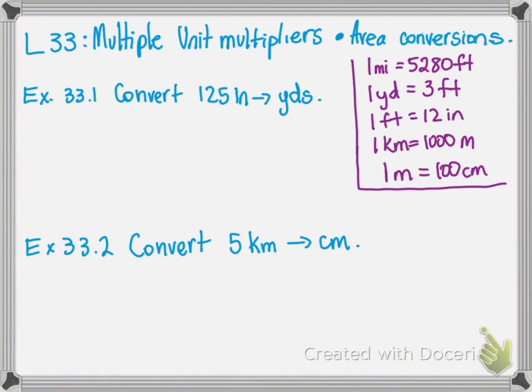1 mile is 5,280 feet, 1 yard is 3 feet, 1 foot is 12 inches, 1 kilometer is 1,000 meters, and 1 meter is 100 centimeters. Now remember, these you have to know by memory, so make sure that you memorize them if you haven't yet. The first example, it says, convert 125 inches to yards.